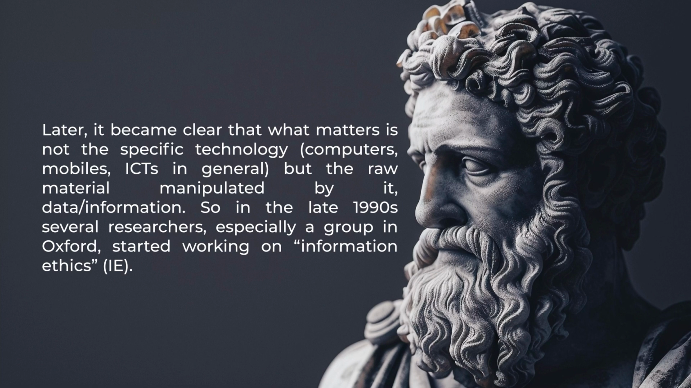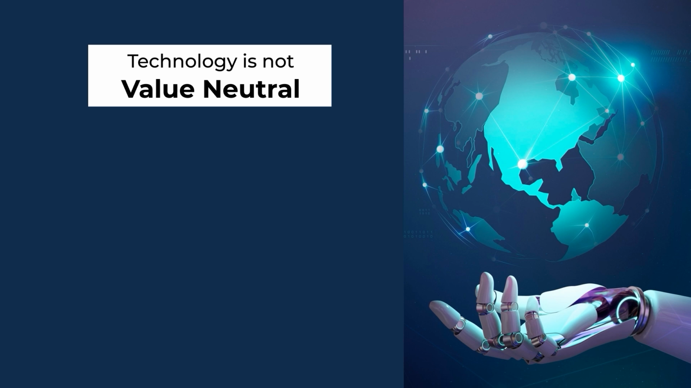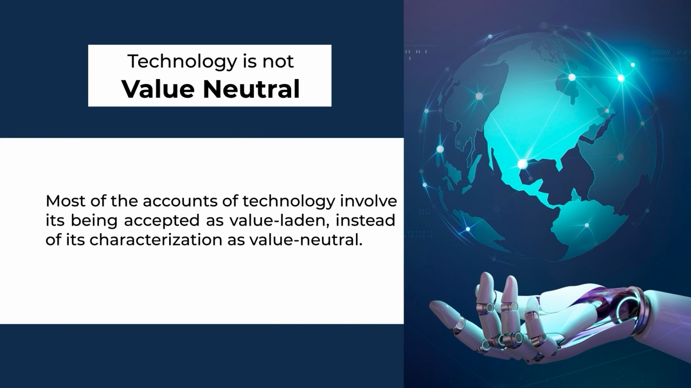In the 1990s, several researchers, especially a group in Oxford, started working on information ethics, or what is called information technology ethics. At the beginning of the sciences, it was assumed that science is value neutral. When we talk about science, we are talking about attaining objectivity, and there's no room for ethics, no room for value. But now we know that there's so much at stake with the advent of the information revolution, with the advent of information technology, that more and more scholars are readily saying that technology, like any other field, is also value-laden.